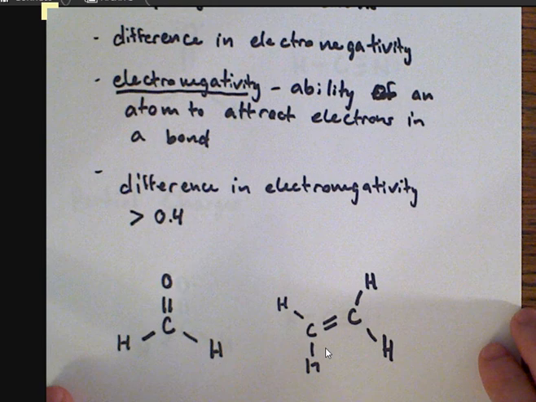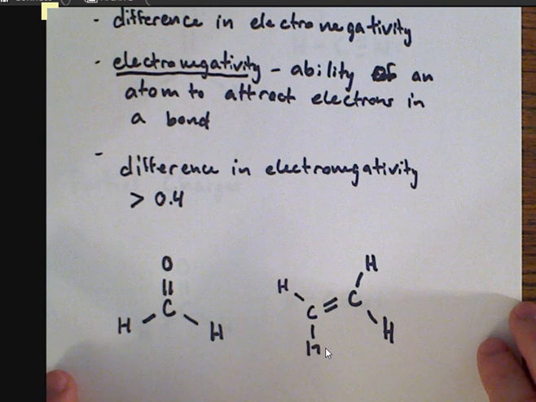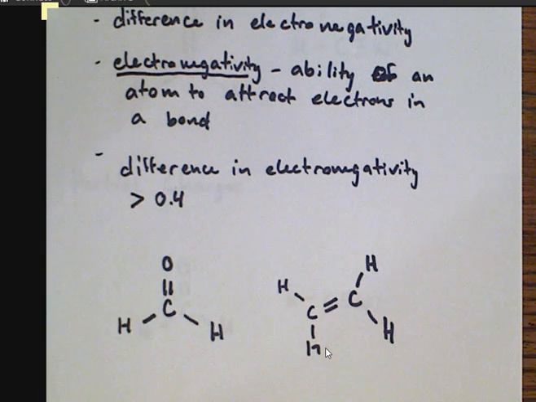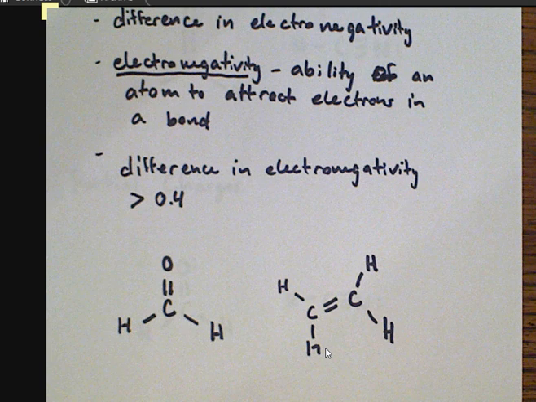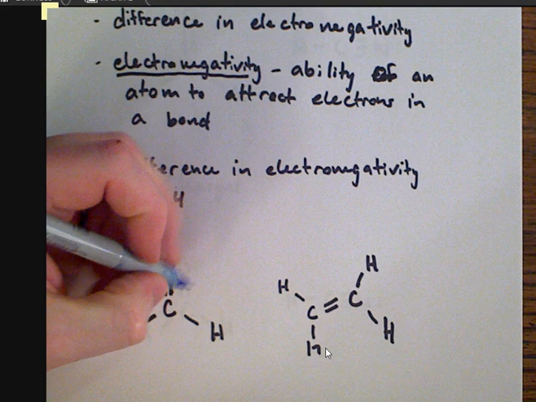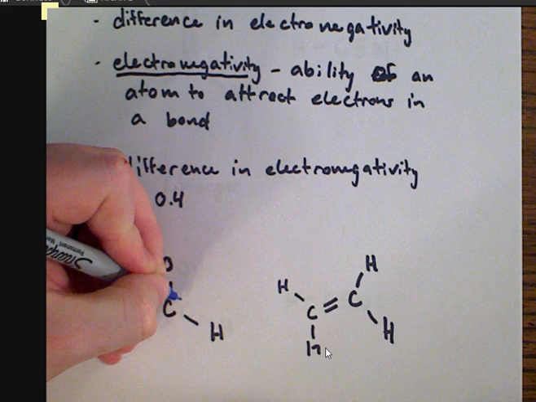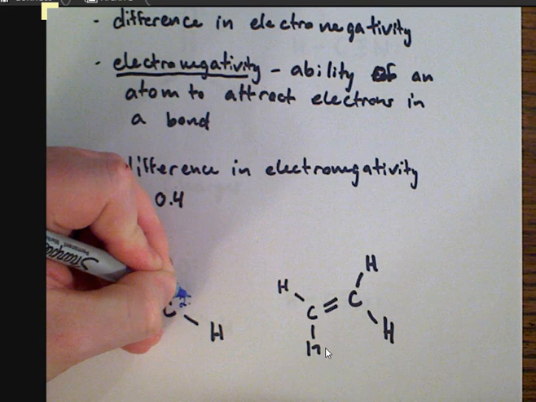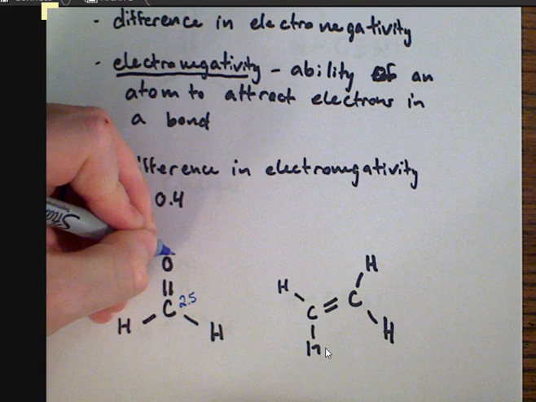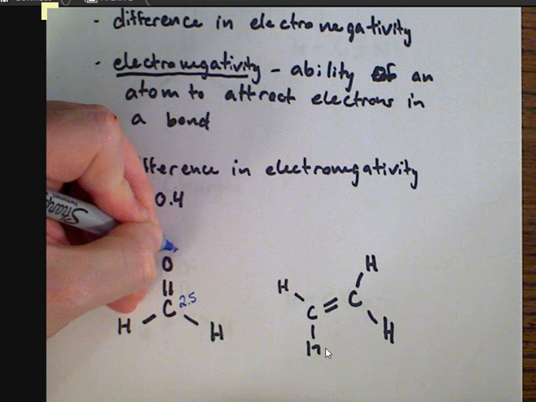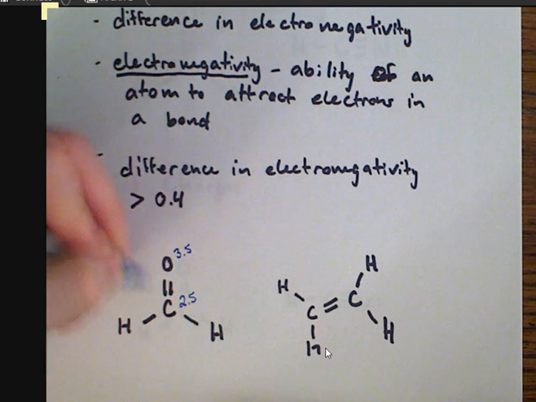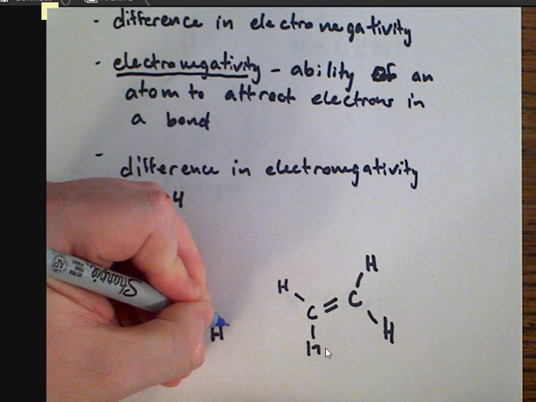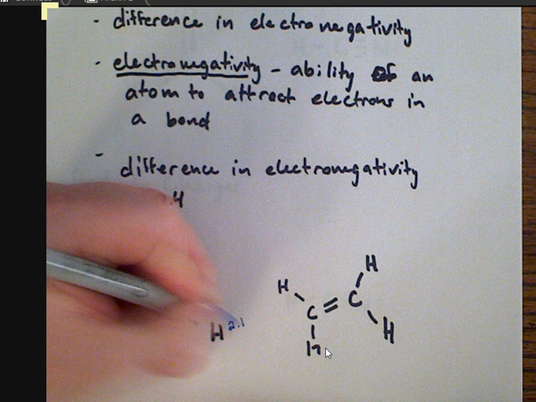The first one is a Lewis structure. Actually, all of these are Lewis structures we've seen a couple times. Formaldehyde. So we've got 3 different atoms. We've got carbon in the middle there. Carbon has an electronegativity of 2.5. Oxygen has an electronegativity of 3.5. And hydrogen has an electronegativity of 2.1.